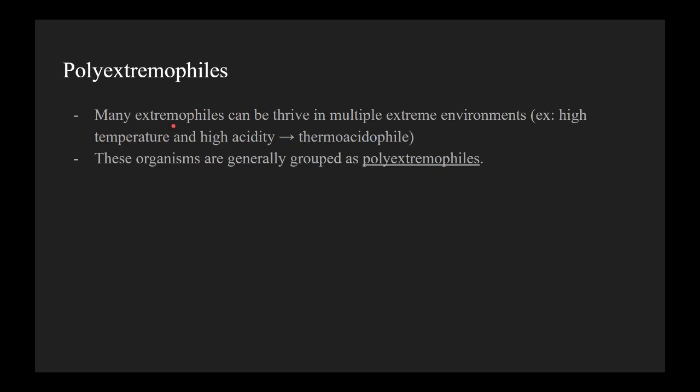Then some extremophiles can check off the box in multiple of these categories. For example, if an archaean can survive in high temperature and high acidity, then it can be called a thermoacidophile. So you can mash those words together, and then you can generally call these multiple extremophile organisms polyextremophiles.